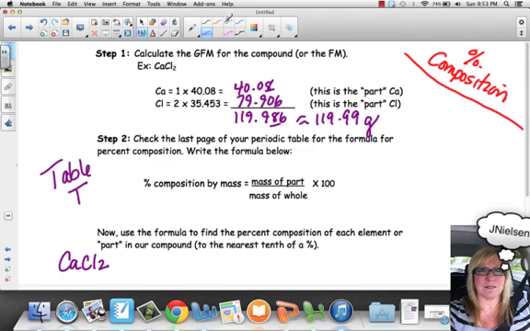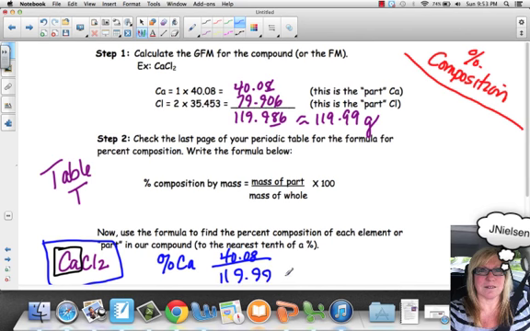If we're doing calcium first, my part is Ca and my whole is the whole thing. So we said Ca, so this is percent Ca. So we said Ca was 40.08 over the whole thing, which is the total, 119.99 times 100. And when we do the math on that, we get 33.4%. So that is our calcium.